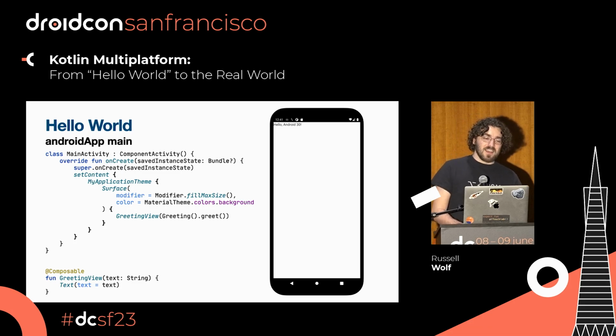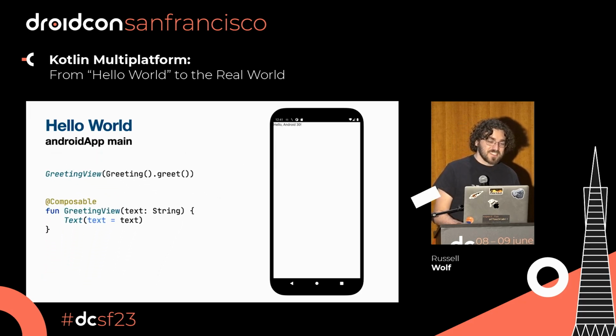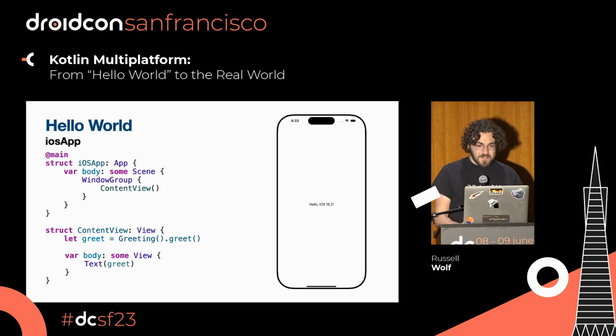And then there's an Android app layer, but don't worry about all the extra noise. The important piece is it's going to create this greeting view composable and call your greeting.greet inside of it, and then render that to screen. And then iOS does similar, but in Swift. We're using SwiftUI.